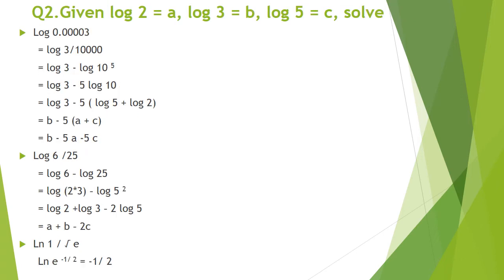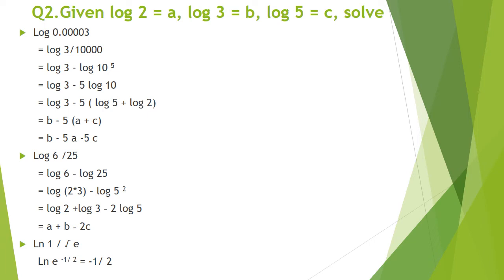Another question we have is log of 0.00003. Convert it into power of 10, and you can see by the number of decimal places that it is going to be 10 raised to power minus 5. So log 3 minus log 10 raised to power 5 gives you this fraction, which is log 3 over 10,000. Now solve this further. Log 3 minus 5 log 10.